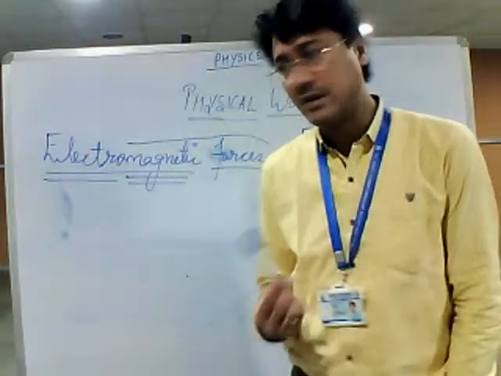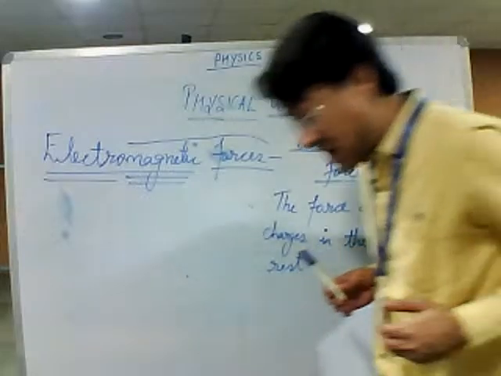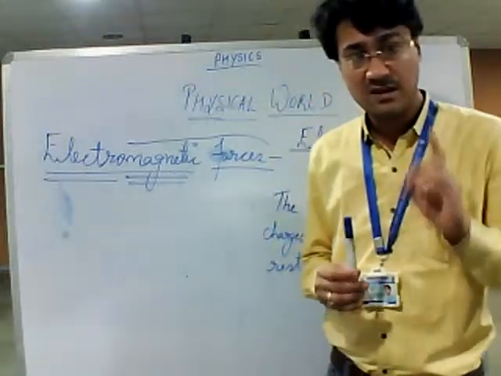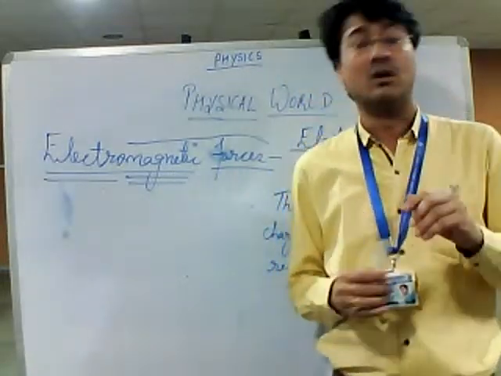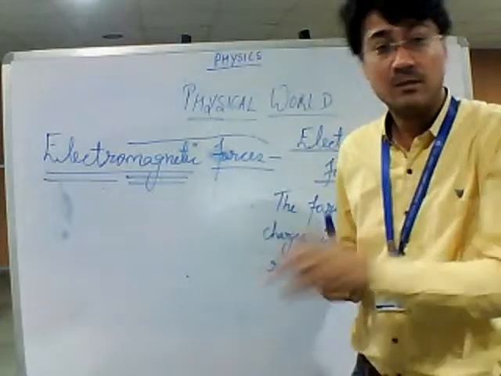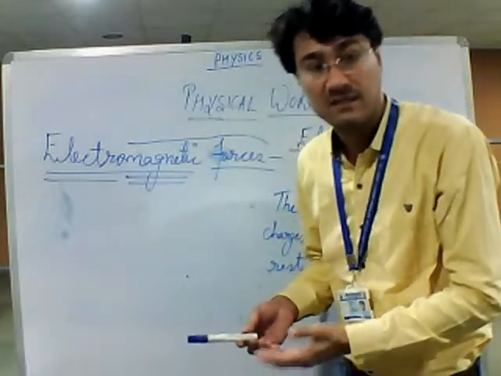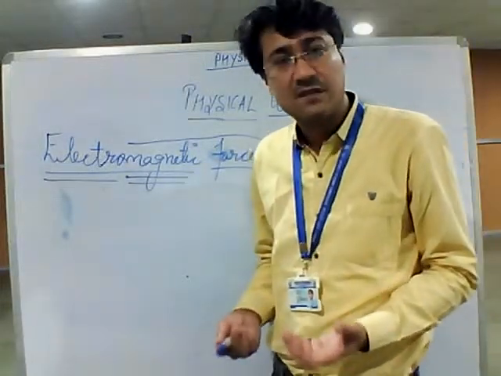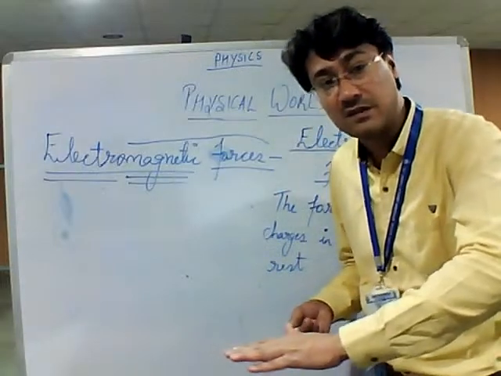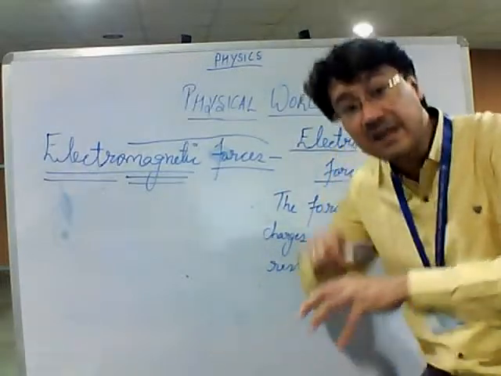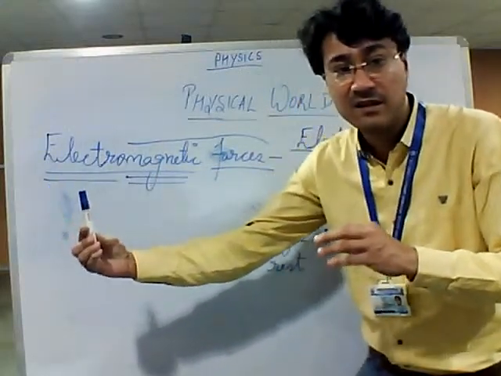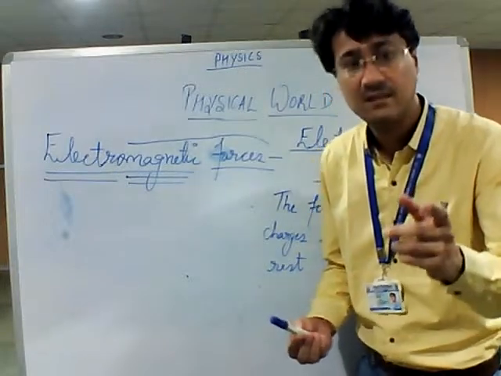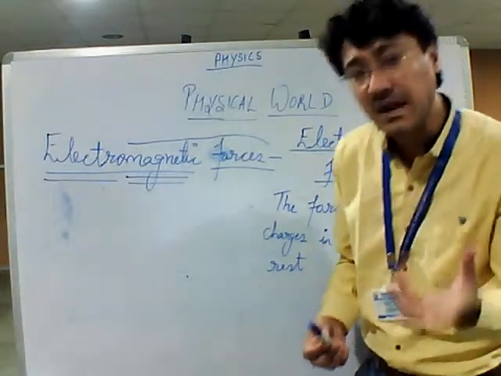When the charges are in the state of rest, electrostatic forces. When the charges are in the state of motion, they constitute electric current. And we very well know that a current carrying conductor produces magnetic field or behaves like a magnet. So if you bring another magnetic material, there will be a force acting between them, that will be magnetic. That will not be electrostatic.